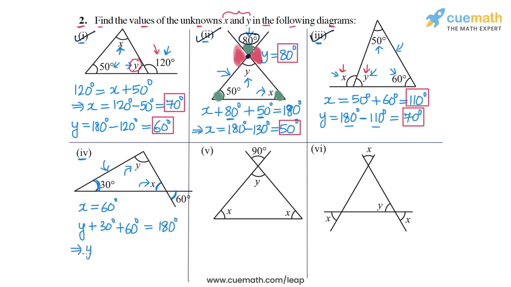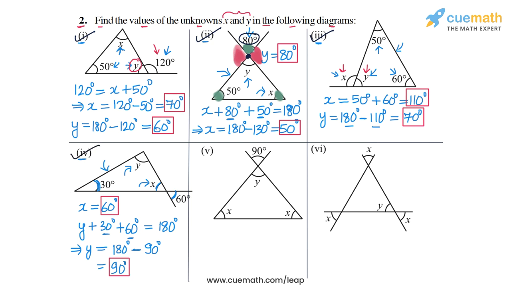So from here we will get y equal to 180 degrees minus, what will we subtract? So we have 30 plus 60 or 90 on the left side. So we will subtract 90 from 180. So we will get y equal to 90 degrees. So in part 4, the value of x is 60 degrees and the value of y is 90 degrees. And this completes part 4.